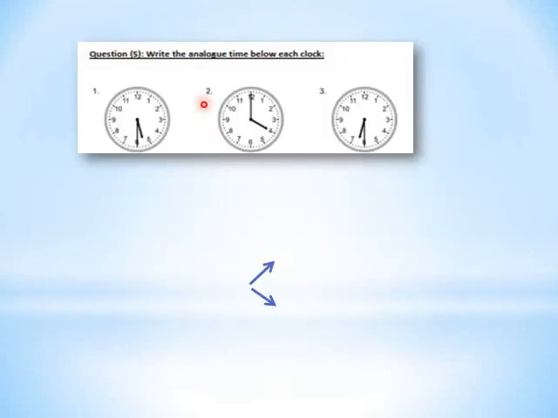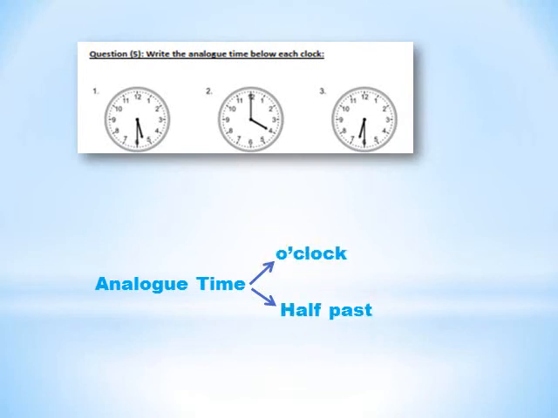Now question 5. Write the analog time below each clock. Analog time, so I will write either o'clock or half past. Let's remember together. We said the clock, this is the clock face. The clock has 2 hands. The short hand is the hour hand. The long hand is the minute hand. If the long hand is pointing to 12, I call it o'clock. If the long hand is pointing to 6, I call it half past.